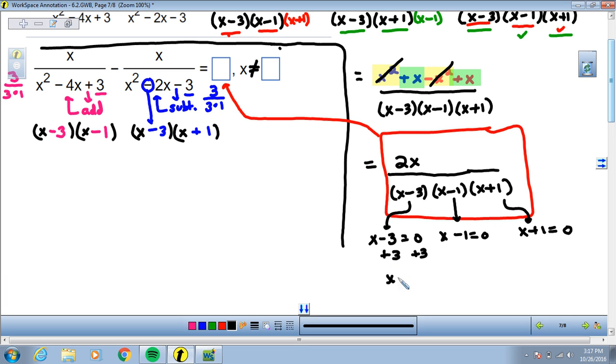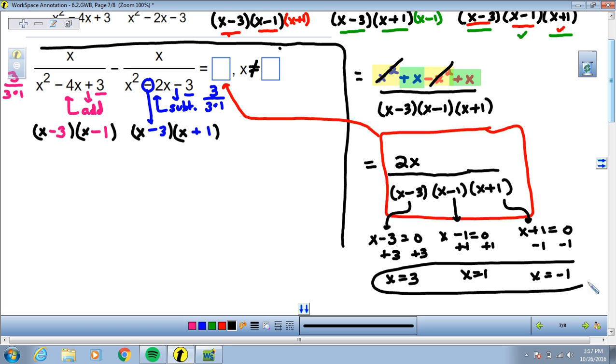So if I add 3 to both sides, you get x equals to 3. If I add the 1 to both sides, you're going to get x equals to 1. And if you subtract this 1 to both sides, you're going to get x equals to negative 1. So these are the three values of x that need to be excluded from the domain. So you're going to say that x cannot equal to 3, 1, or negative 1, because those are the three values of x that make the fraction undefined, which means that x cannot contain those values in its domain.